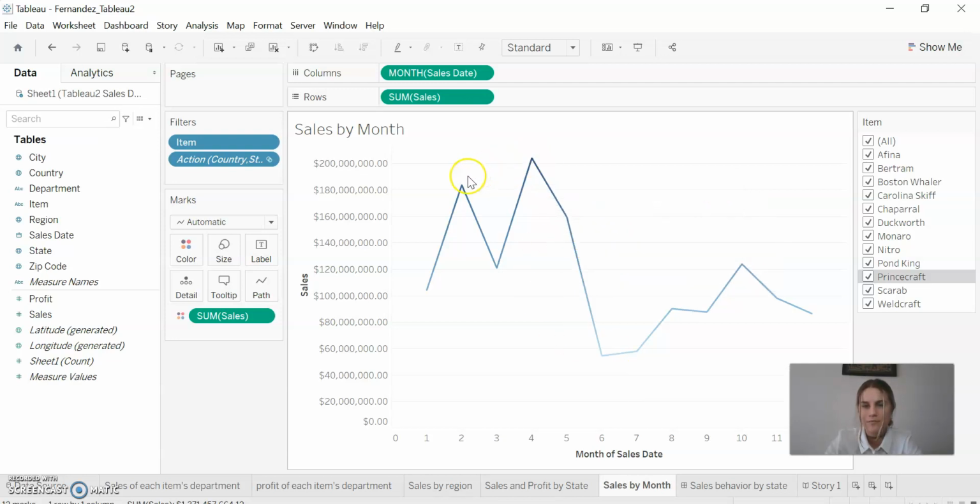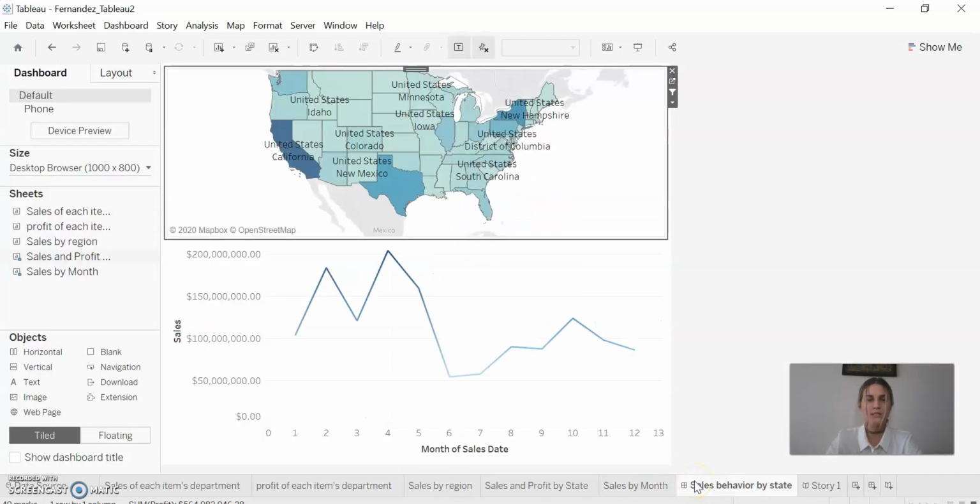Maybe it's because more people are interested in buying it in February and April when spring is getting here, and people that wanted to buy it for spring just bought it, and then it goes back up again after July. So I don't know the reasons for it, but that's what the data is telling me.